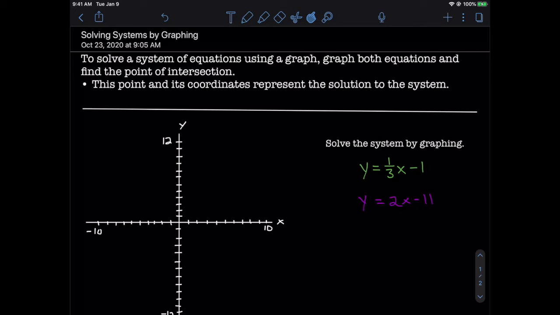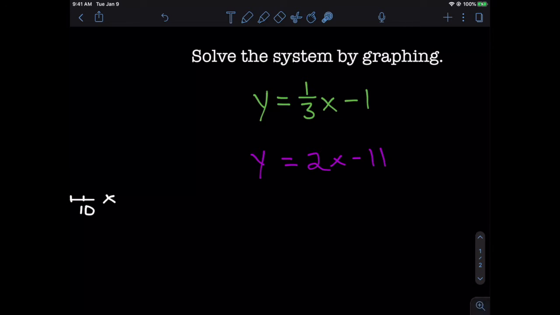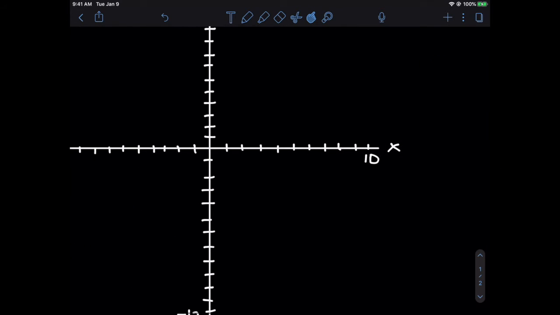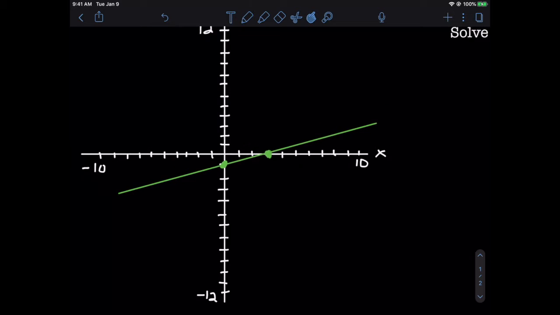Our first example has y equals 1/3 x minus 1 and y equals 2x minus 11. Now we're going to plot these on the coordinate plane like normal. Plot your y-intercept, follow your rise over your run to get to the next point. Let's plot the top equation first. Our y-intercept was -1. Our slope was up 1 over 3. That's going to put us at the point (3, 0) right here. All we got to do now is connect our points like so, and we got ourselves a line.